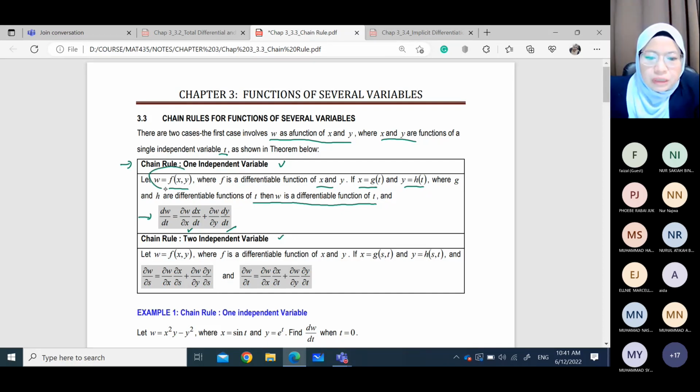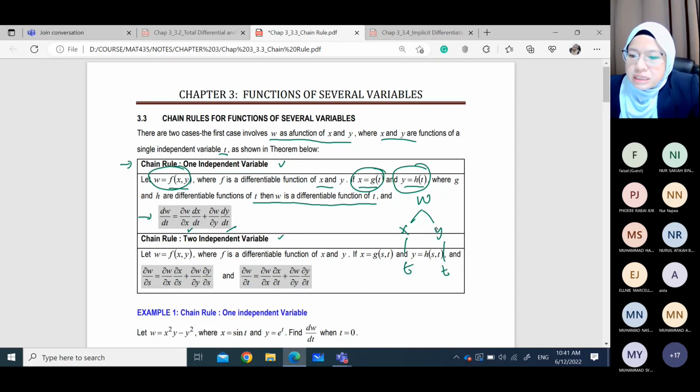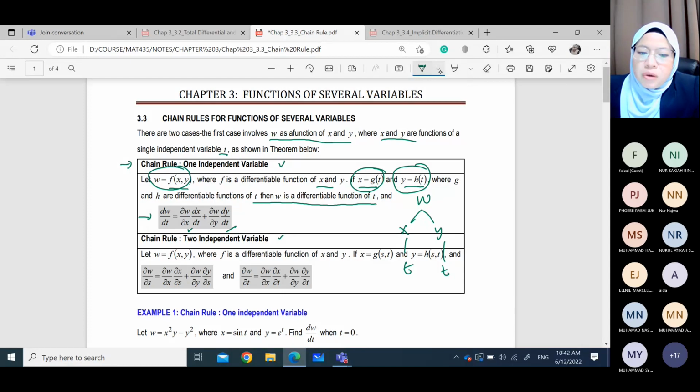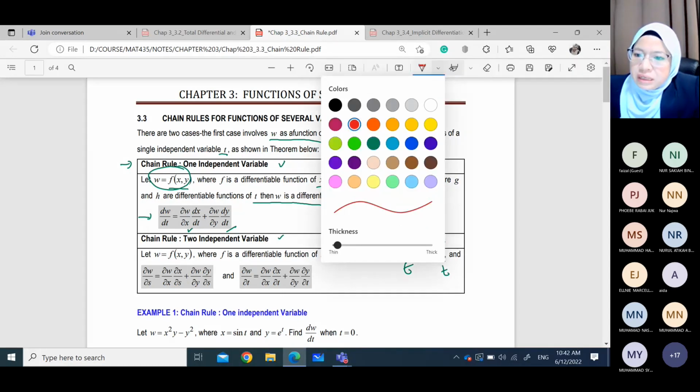So this one, W is a function of X and Y. So in W, we have two variables, which are X and Y. And in X and Y, we have one variable, which is T. So this means that X and Y depend on T, and W depends on X and Y. So indirectly, W depends on T also. That's why we say that W is a differentiable function of T. Okay, so based on this tree diagram, we can formulate it and we have this one.